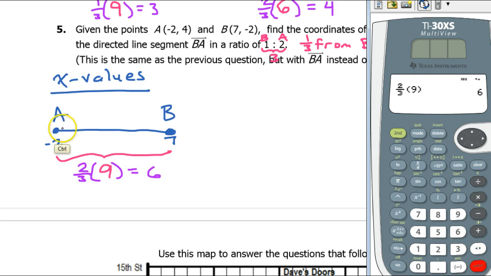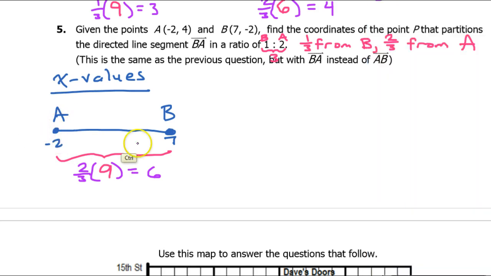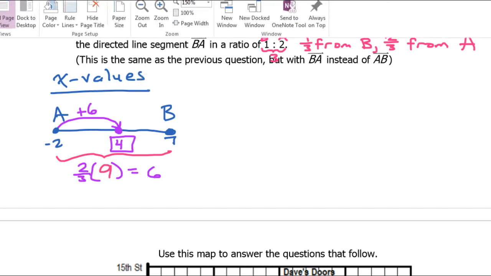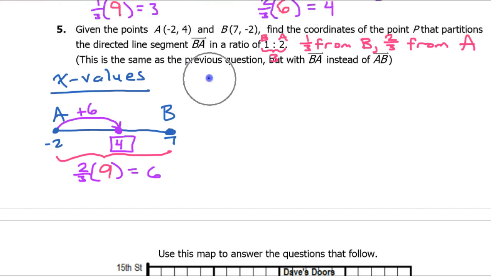So that tells me that I'm going to start at negative 2, and I'm going to go 6 away. Okay, so I'm going 6 away. So that means I'm doing plus 6. So the question is, where is that? Well, negative 2 plus 6 is 4. So that's going to put me at 4. That's my x value. Okay, now let's do the y value.